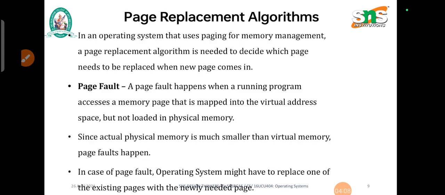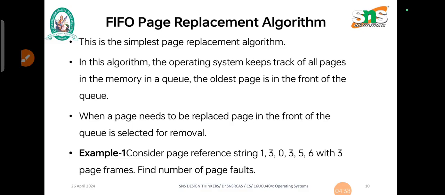Next is the page replacement algorithm. In an operating system that uses paging for memory management, a page replacement algorithm is needed to decide which page needs to be replaced when a new page comes in. Page fault: a page fault happens when a running program accesses a main memory page that is mapped into the virtual address space but not loaded in the physical memory. In case of a page fault, the operating system might have to replace one of the existing pages with the newly added page.